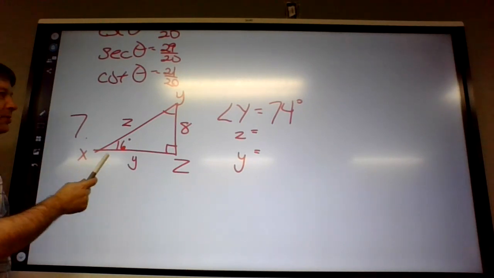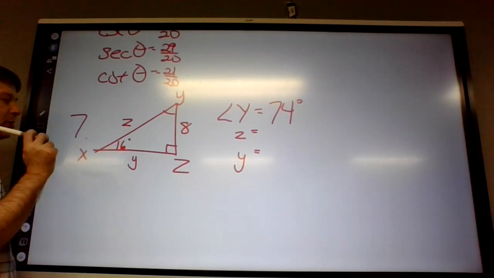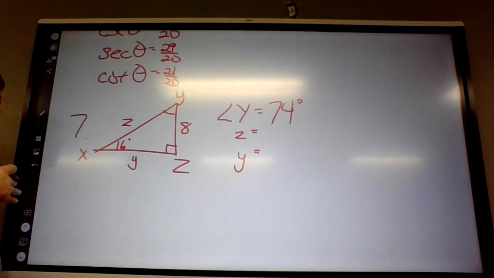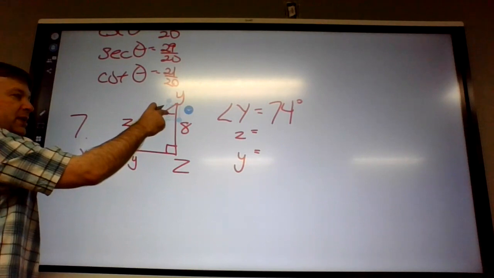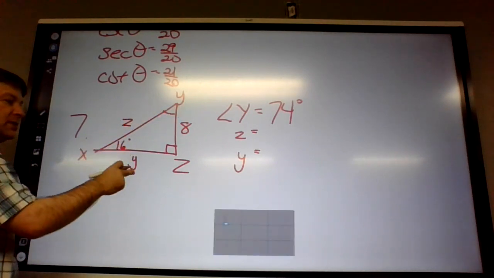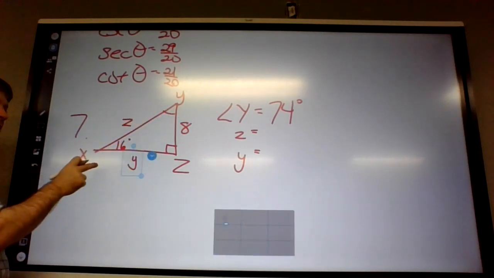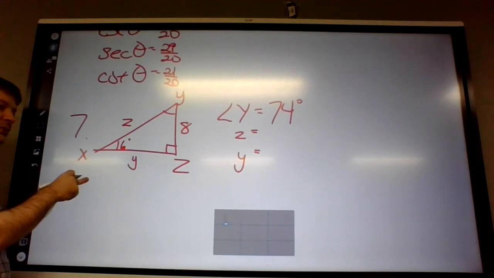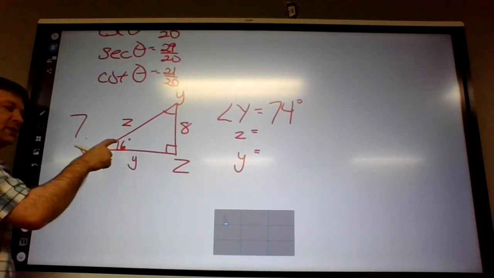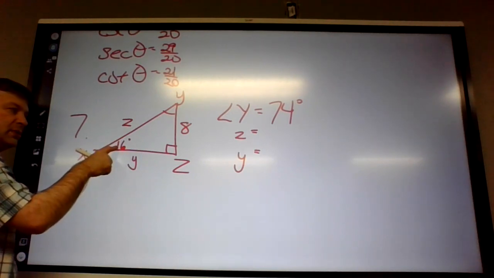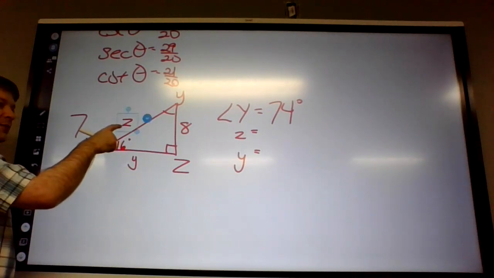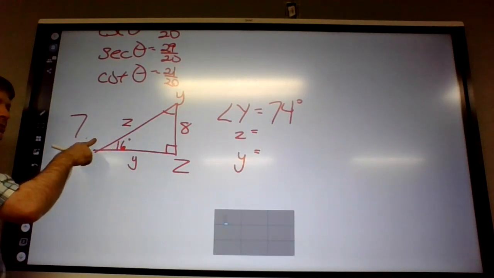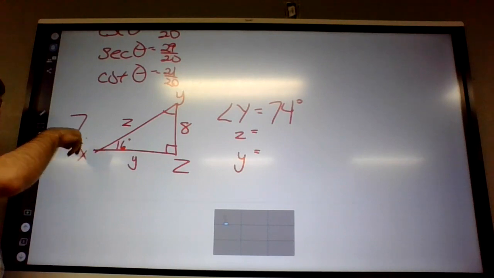Okay, so when you're doing trig, we didn't have to do trig to find that angle, but we do have to do trig to find these two parts. You always start with an angle. Relative to this angle, what side are we looking for? What's this side called?